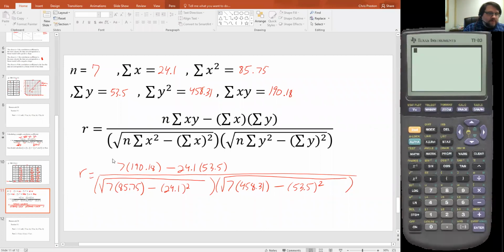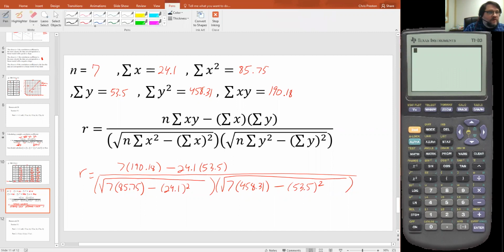I'm going to put the whole top in a parenthesis. I'm going to put the whole bottom in one big parenthesis. So I'm not going to put these in there, and I'm not going to put a lot of these other little parentheses in there. I'm just going to say multiply. So this is how I'm going to type it in.